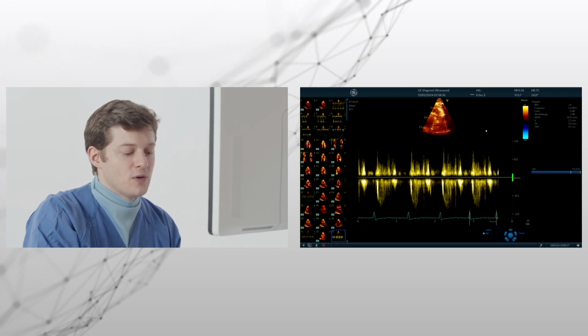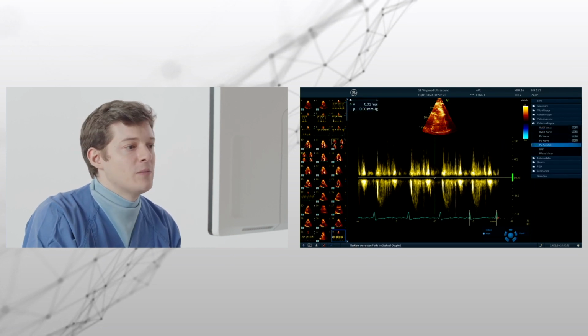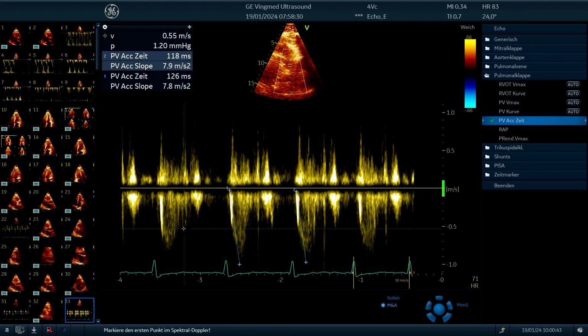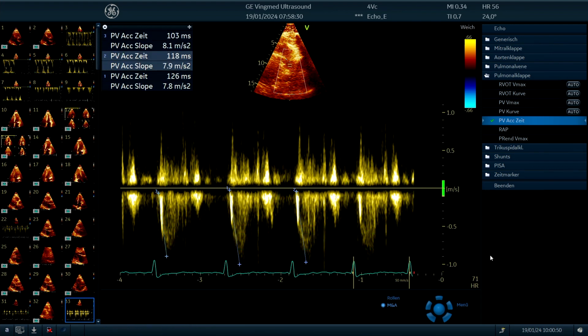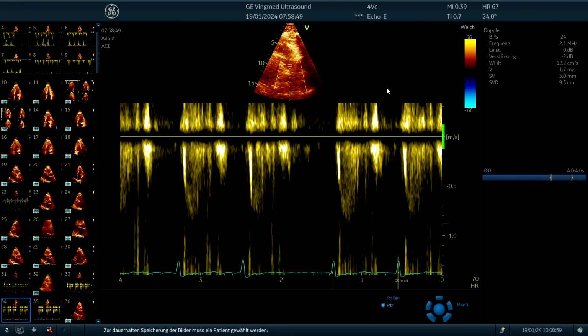And then we move forward and measure the pulmonary acceleration time. This is a time interval which gives us a lot of information about pulmonary pressures, and when it's above 100, 120 depending on age, it's most likely that there is no pulmonary hypertension present. As the signals are not optimal and the measurement is not easy, I measure it always several times if I'm not sure, to see the mean pulmonary acceleration time, and all the measurements were above 100, so most likely there is no relevant pulmonary hypertension present.